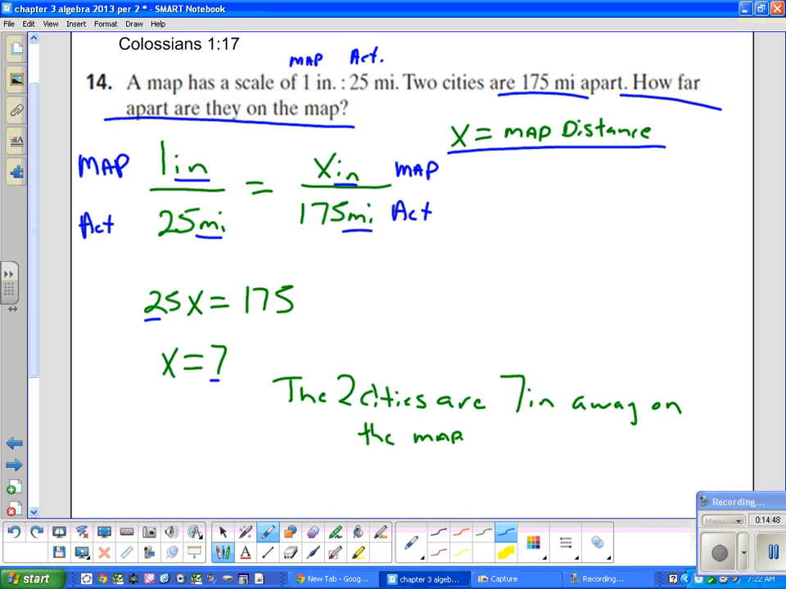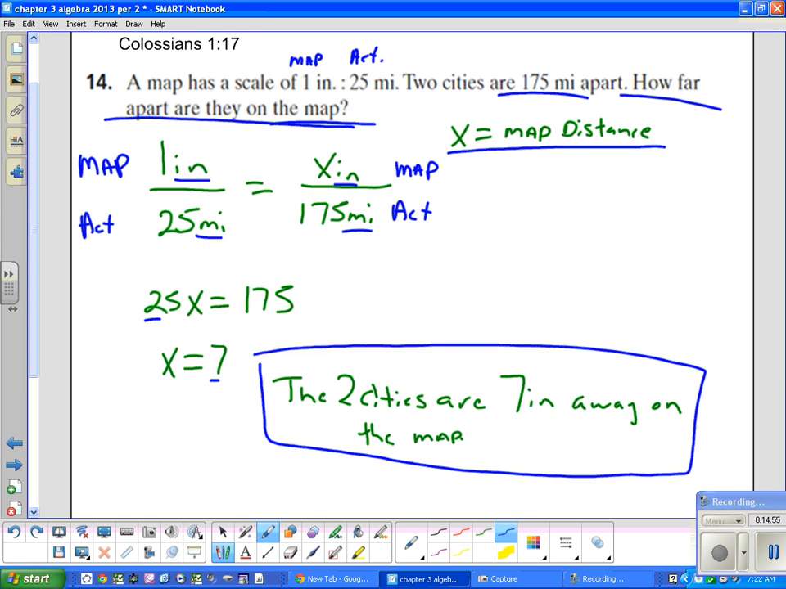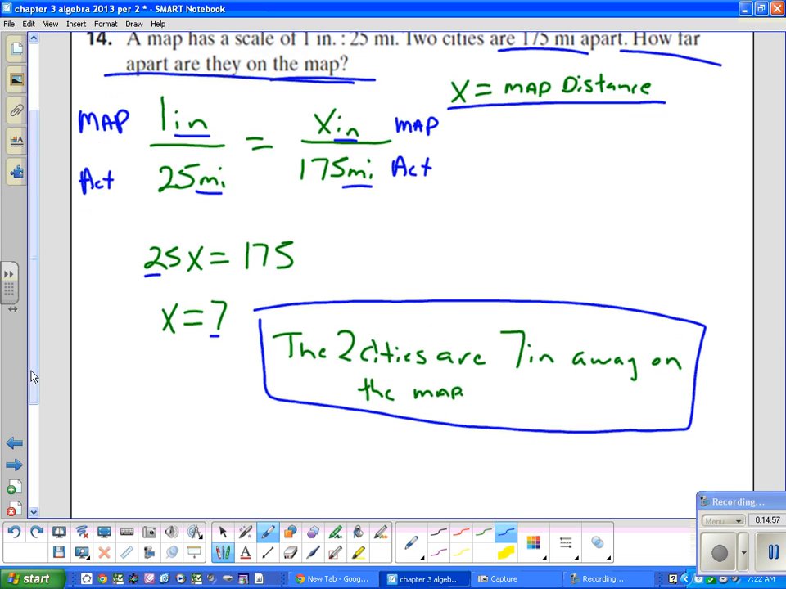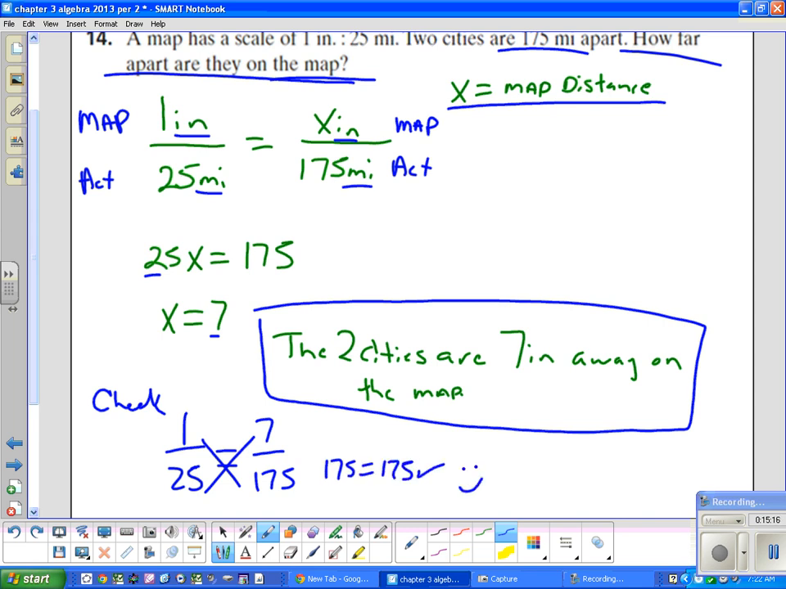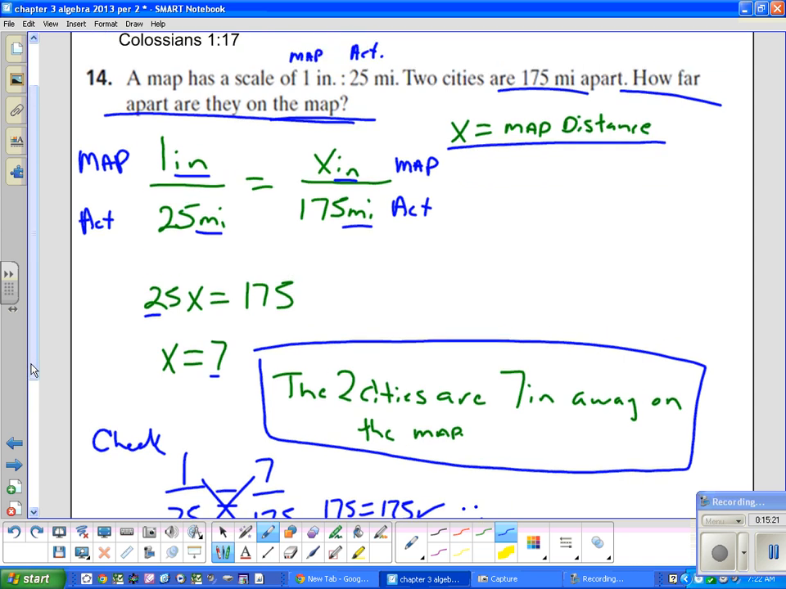I've got to remember what you're answering here. How far are they on the map? Don't put miles here. So that's our answer. And a quick check would be 1 is to 25 as 7 is to 175, and if I cross multiply, I know 7 times 25 cents is $1.75, so that's going to check out. 175 equals 175. Check. I'm happy because I got the answer. So that was the last question in the video.